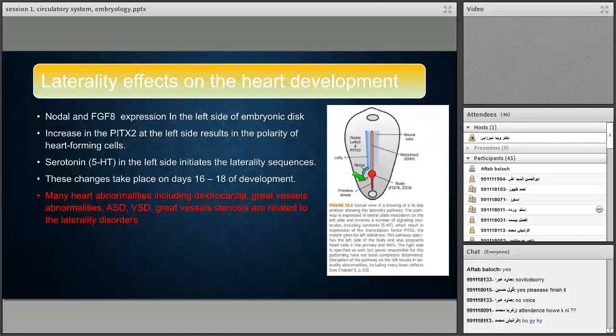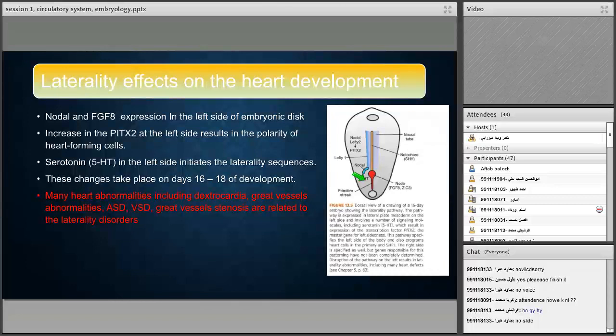These abnormalities include dextrocardia. For example, dextrocardia will occur in some people in whom these genes are expressing in the right side, and instead of left looping, the heart tube will loop to the right side, so their heart will be placed in the right side of their chest. We call that dextrocardia. Okay? The heart is placed in the right side of the chest.